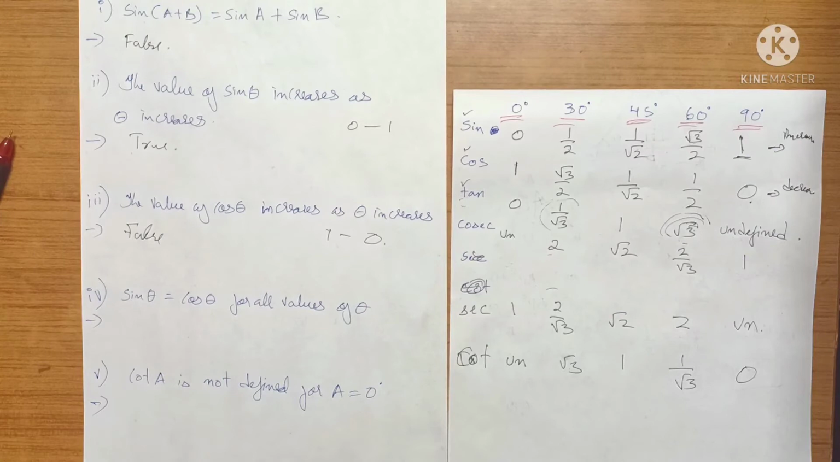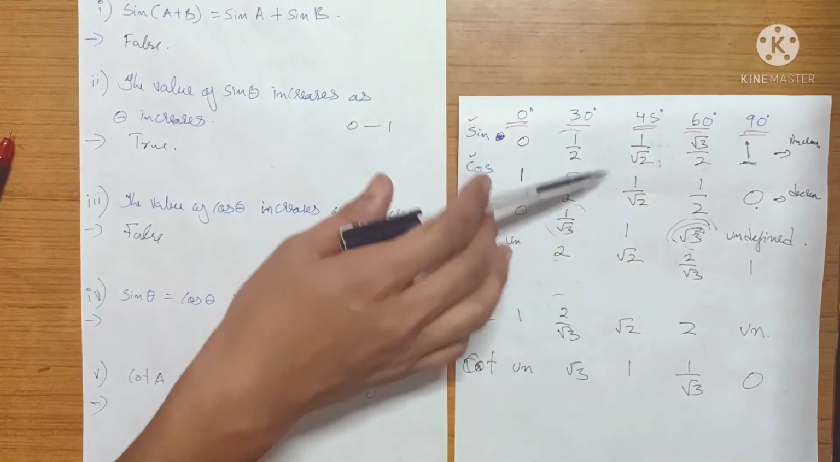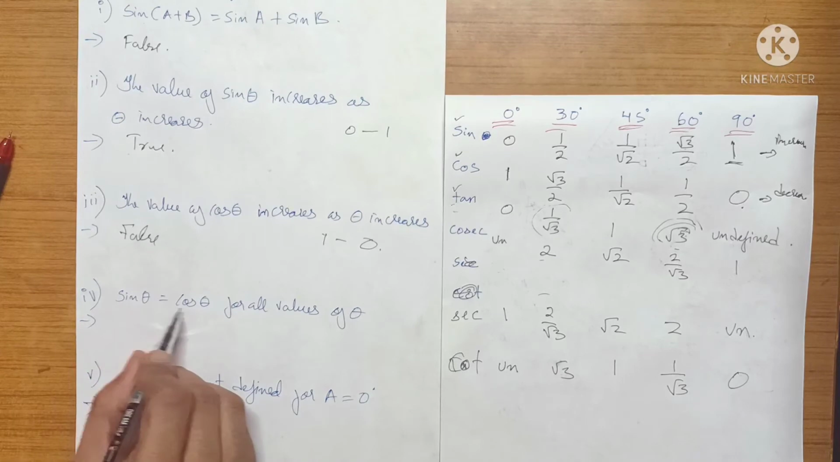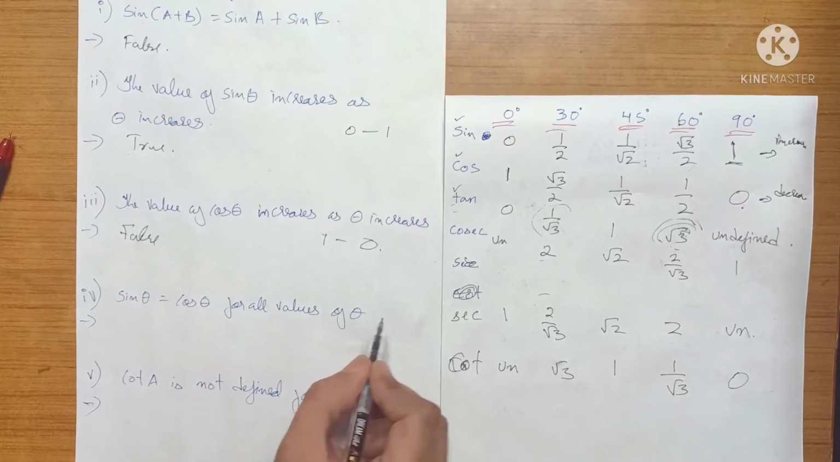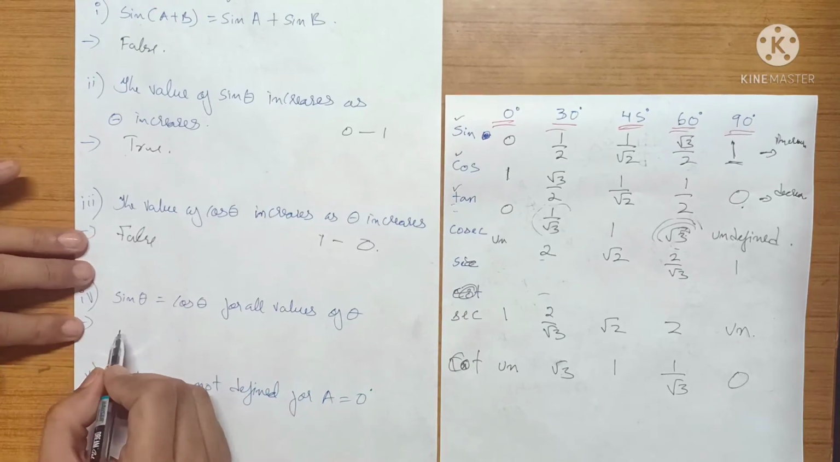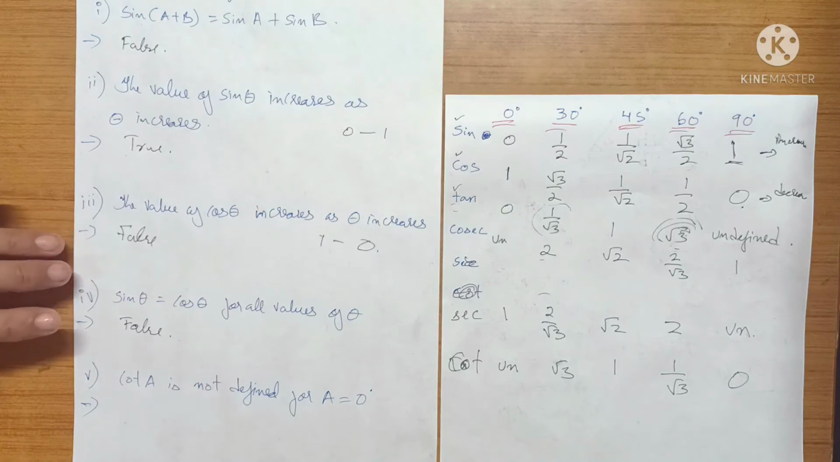Next: sine theta equal to cos theta for all values of theta. Obviously it's not. Sine 0 degrees and cos 0 degrees are different, 30 degrees are different. So except for 45 degrees, everything is different, right? If they change the question and say sine theta equal to cos theta when theta equals 45, true, but they're not giving any specific theta value. So this is false. I hope you're understanding the concept behind it.